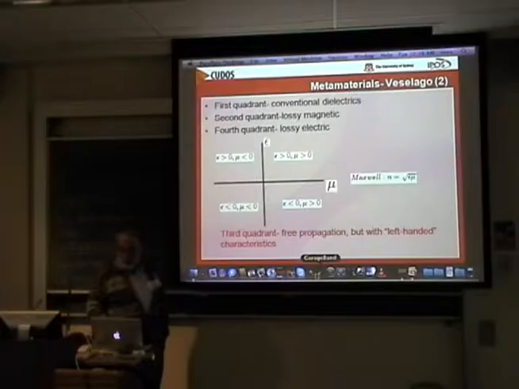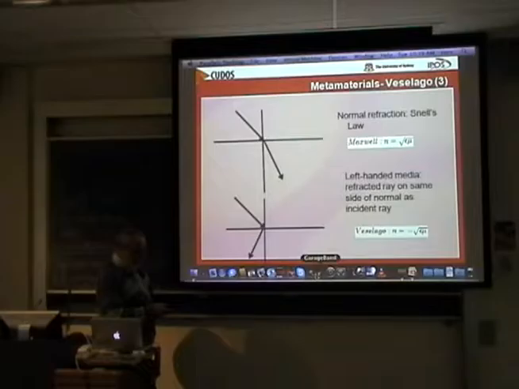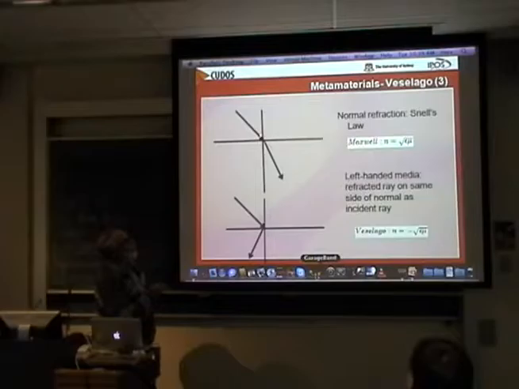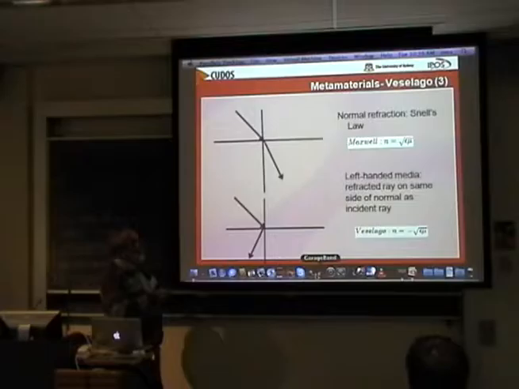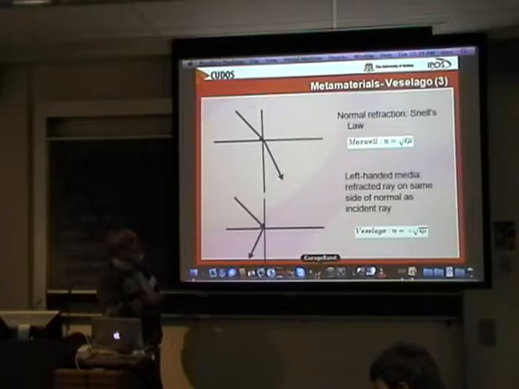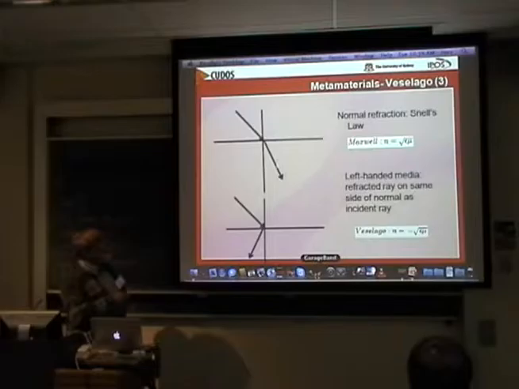So one of the things that Veselago found out was that Snell's law actually was different in its operation. If you take a normal material with Snell's law, or the Snell-Descartes law, or Descartes law as the French call it, you have a beam or ray coming into a dielectric medium. If this refractive index here is greater than 1, then the ray is refracted towards the normal. But the refracted ray in any circumstance, regardless of the refractive index in a conventional dielectric, the incident ray and the refracted ray are on opposite sides of the normal to the interface.